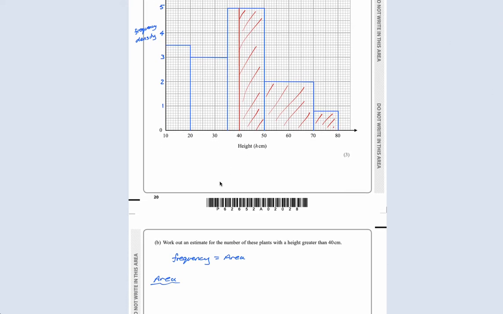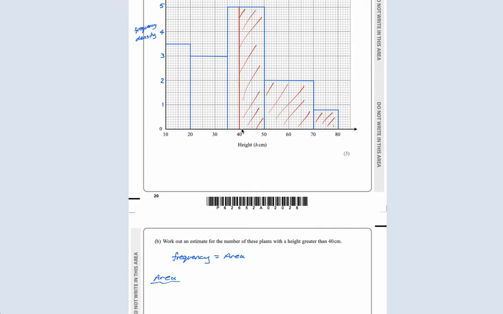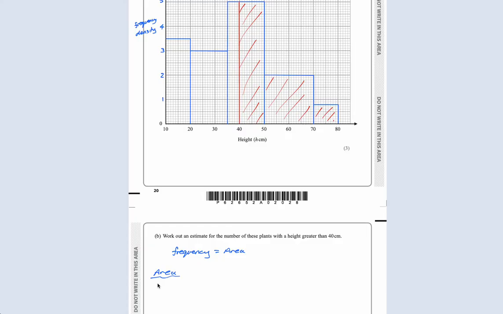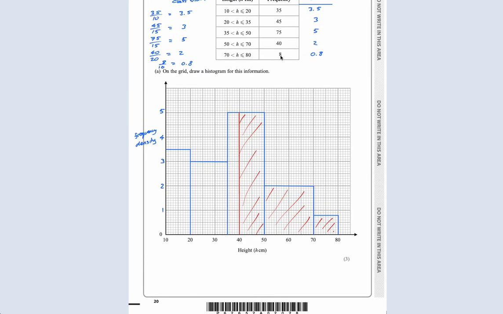So I'm going to do, this bar is just going to be 10 times 5. So 10 times 5 is 50. This bar is 20 times 2. It's just base times height, guys, which is 40. And this guy is 10 times 0.8, which is 8. Now actually, guys, they gave us 40 and 8 here.